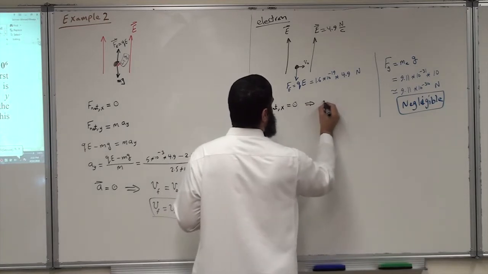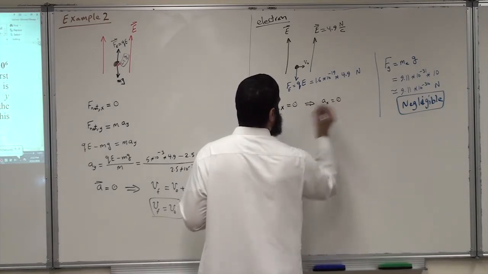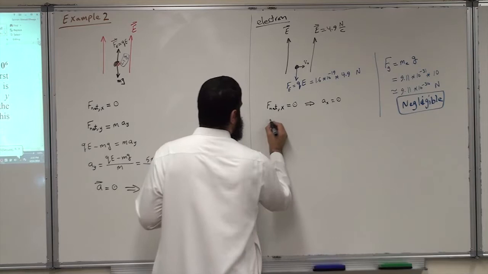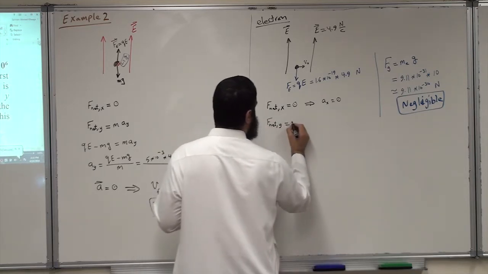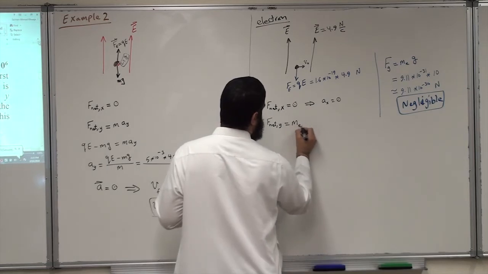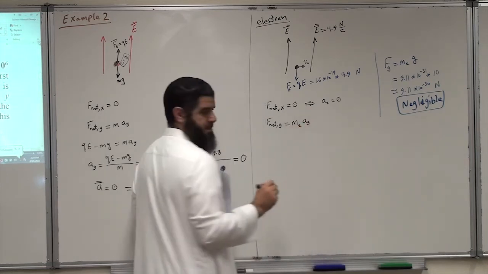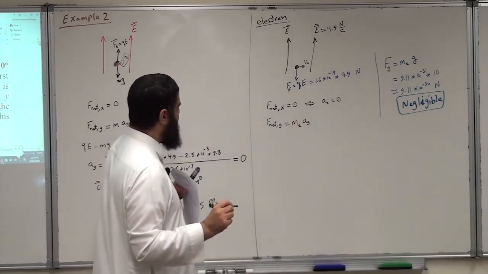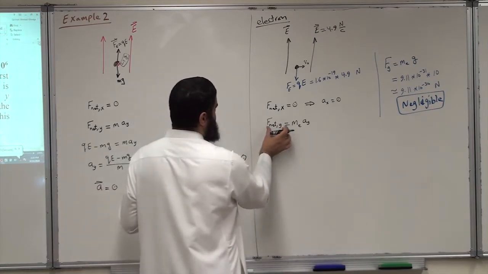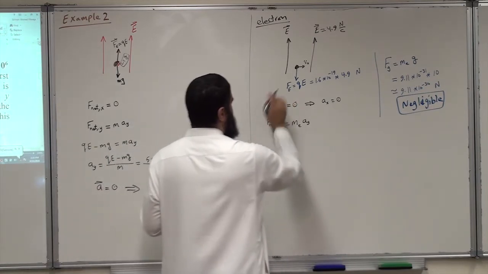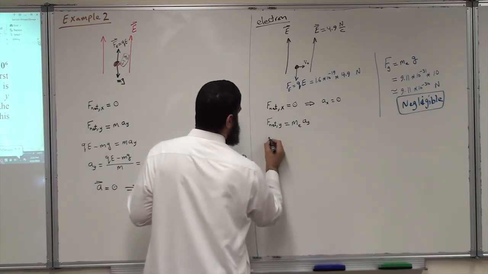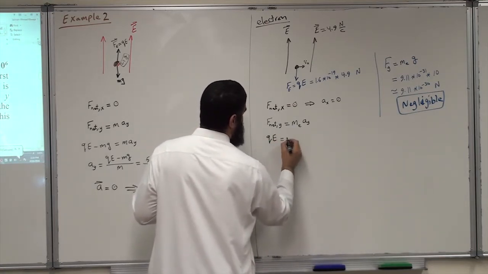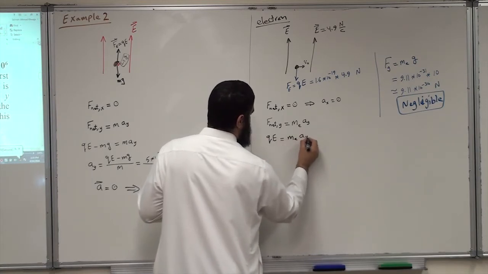So this implies that the acceleration along X is equal to 0. What about the acceleration along Y? So F net along Y will be equal to the mass of the electron multiplied by a_y, the acceleration along the Y-axis. But what is the force along the Y-axis? It is only the electric force, where the gravitational force is negligible. Okay, so this is QE equals mass of the electron times a_y.